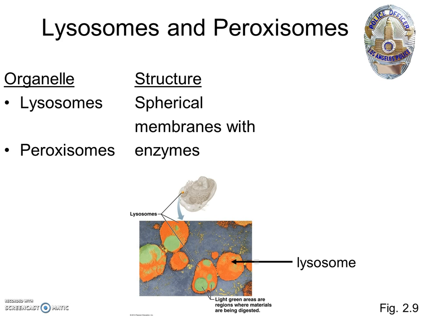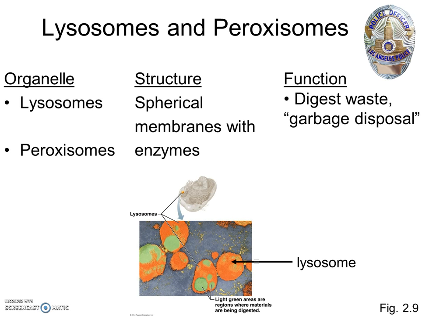They're spherical membranes with enzymes, so they look almost like little vesicles themselves. So here's a real image of a lysosome, shown here in orange, and then the green would be the material that they're trying to digest or the waste we're getting rid of. The lysosome acts like a garbage disposal. The difference between a lysosome and the peroxisome is that the peroxisomes specialize in detoxifying harmful substances. In other words, they're going to eliminate the waste that is specifically harmful.